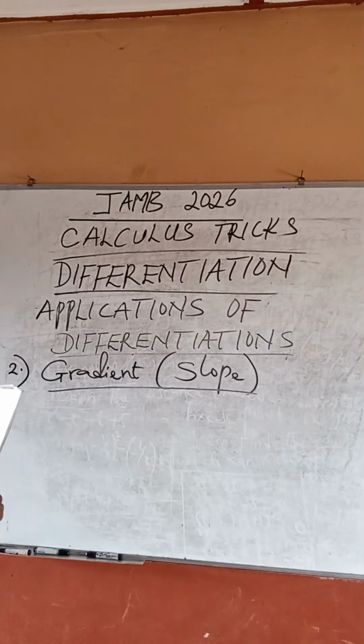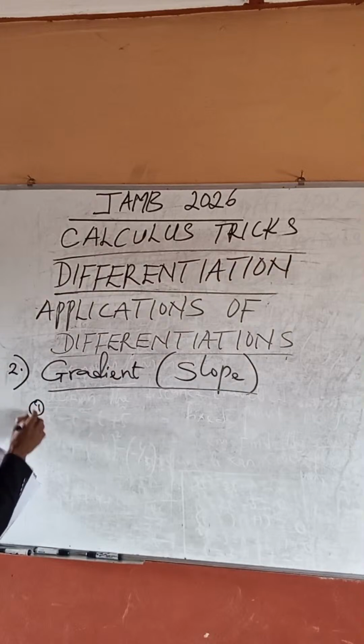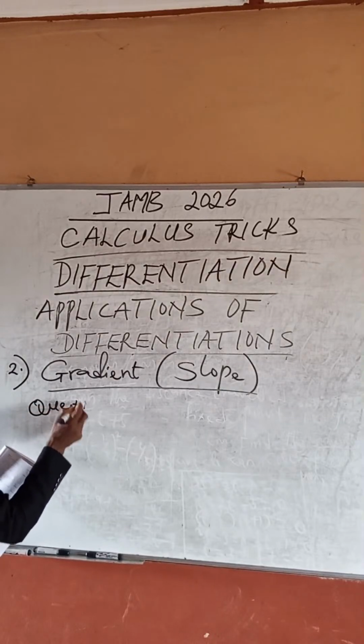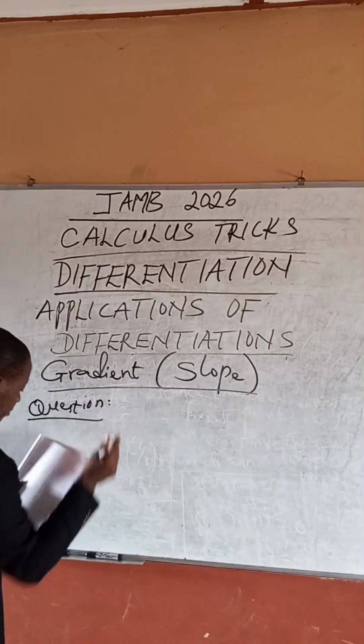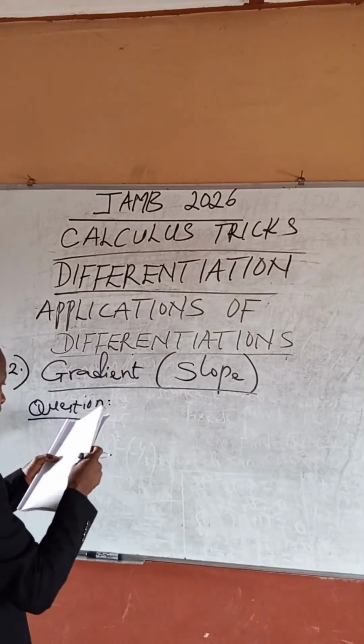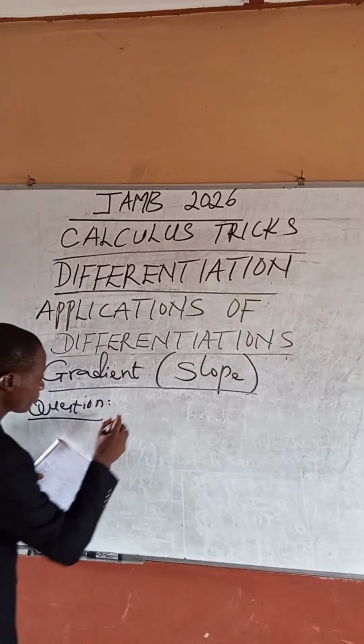Okay, look at this now. At what point is the gradient of the curve equal to 0? Look at this now. A question. Let me read this question or write this question for better view. At what point is the gradient?